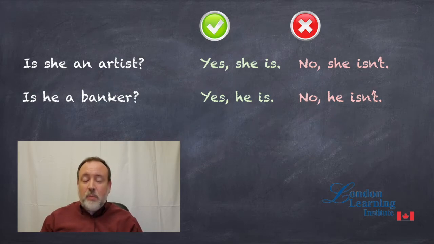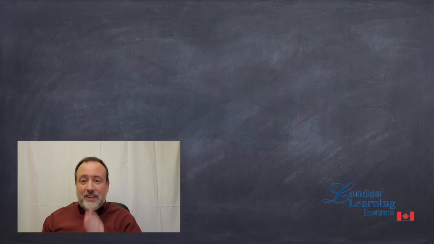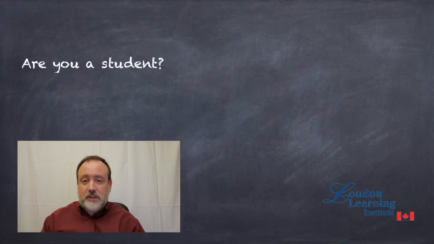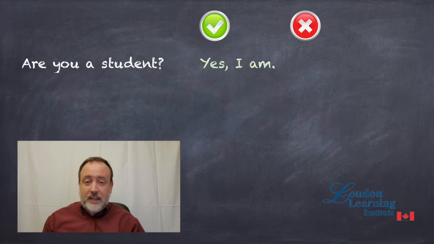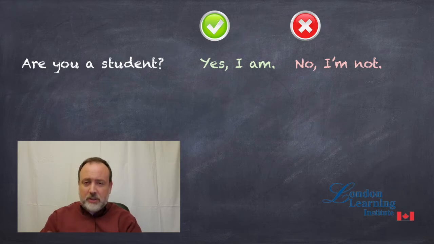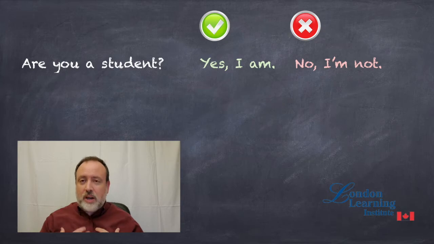But what if I'm talking to somebody and I'm asking a question about them? So for example, are you a student? I'm asking you, are you a student? We're not going to say he or she. You're going to say, if it's positive, yes, I am. And if it's negative, not true, you're going to say, no, I'm not. So notice when you're asking a question to a person you're talking to, you needs to change. When they answer, they're going to talk about themselves. They're going to say I.